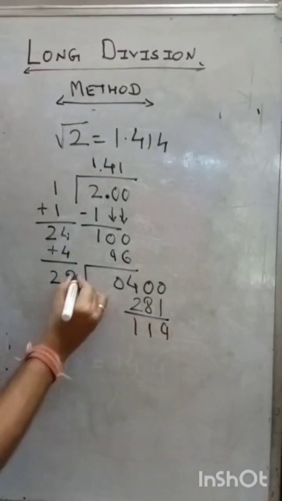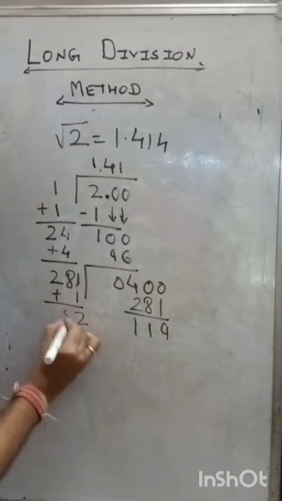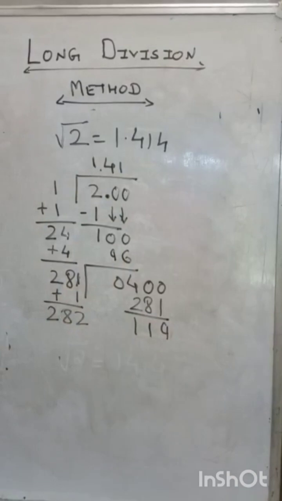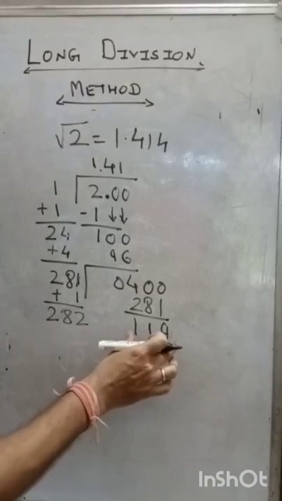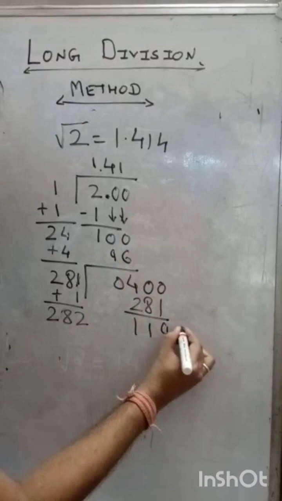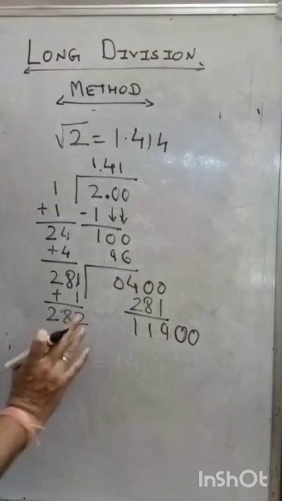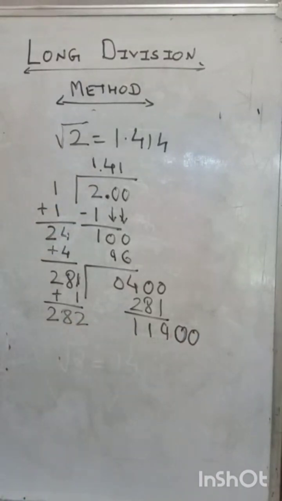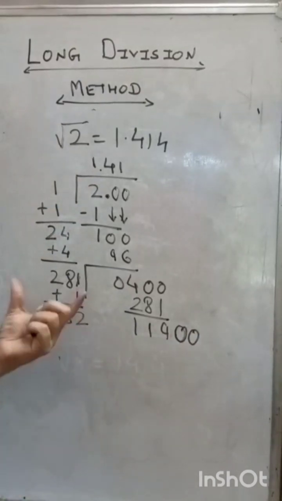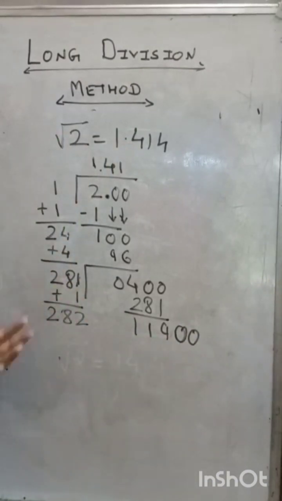119. Now you add 1 at the unit place. Your value becomes 282 and 119. Now again you have to carry 2 zeros because you have already applied the decimal part. Now I have to select the number which can be 2821 multiplied by 1, but this value is far smaller. We have to select a few more numbers. So I have considered around 4.